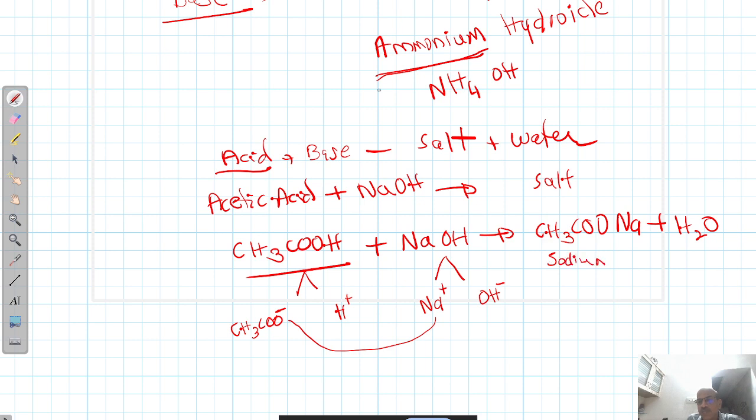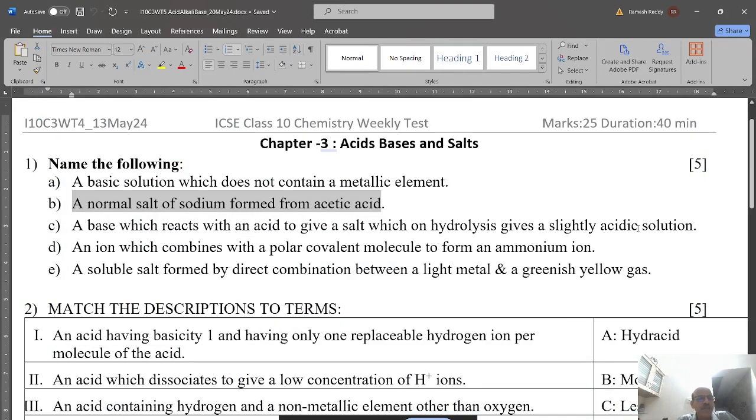Sodium acetate is a salt, CH3COONa. So this is the normal salt. This salt is formed when acetic acid and sodium hydroxide react. Very good. Okay, now let us go to the C.